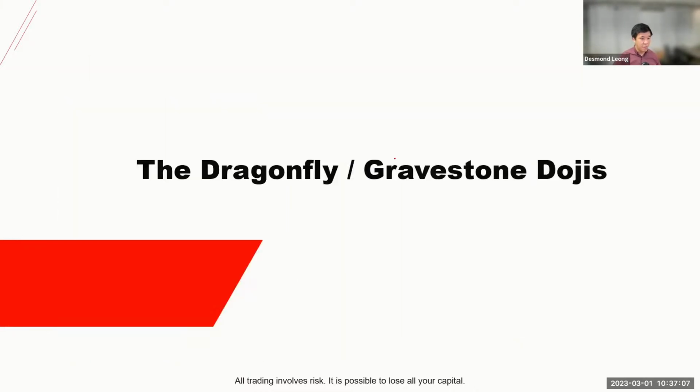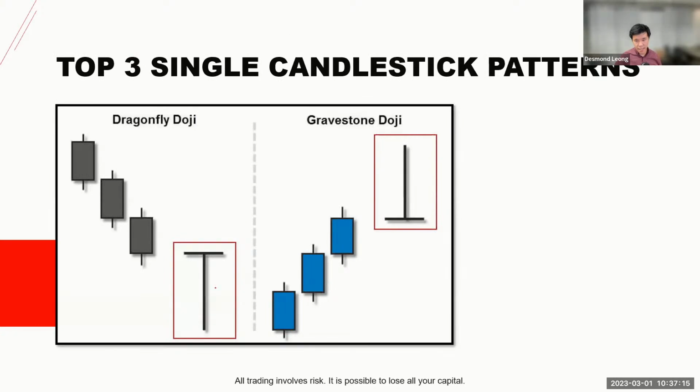Now, the Dragonfly and Gravestone dojis, they're my third favorite setups. This is how they look. Dragonfly looks like this, imagine there's a doji. That's a Dragonfly doji, and that's a Gravestone doji. When you see a single line like this, that means the open price and the close price are exactly the same. These are pretty strong signals.